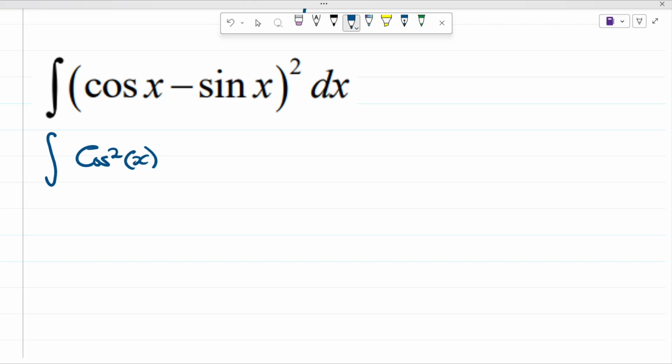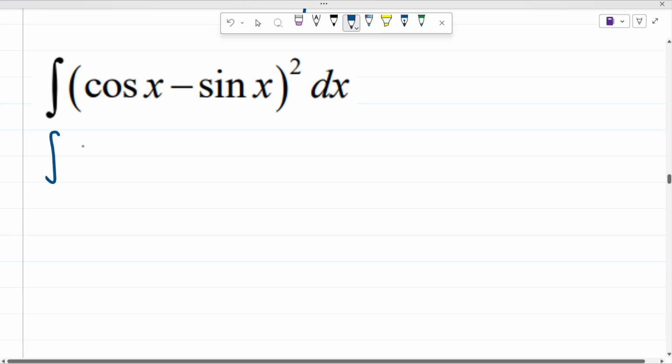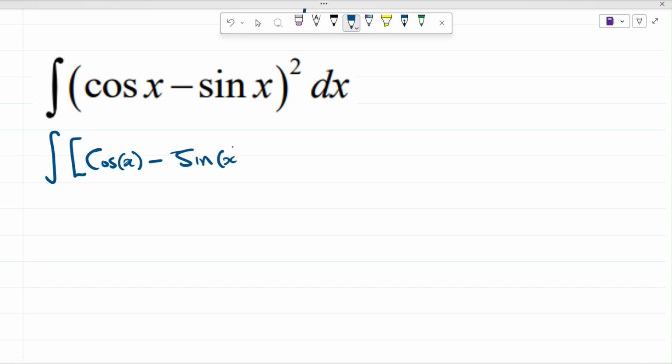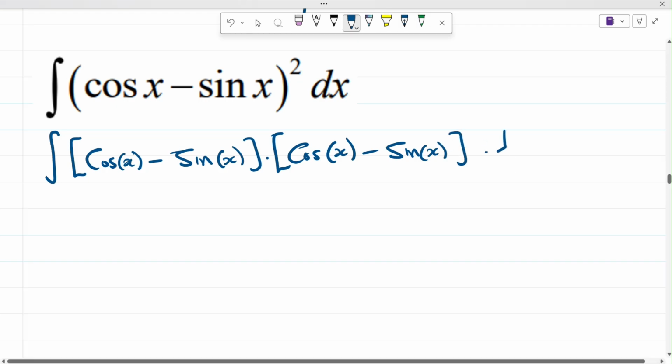At the end of the day, we're going to have something that looks like cos squared of x minus... I'm jumping steps. Let me not jump steps, because someone will say this guy is taking chances. I don't want to take chances on you guys. So let's just write it in this format: the integral of (cos of x minus sine of x) multiplied by (cos of x minus sine x) dx.